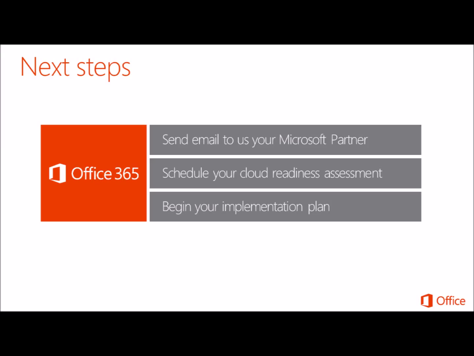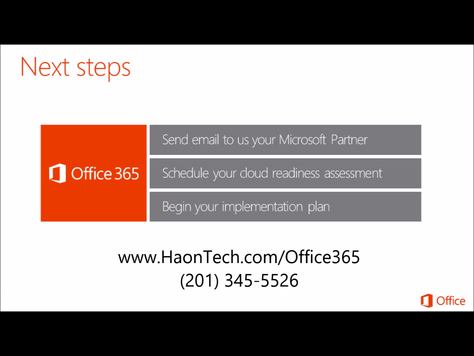Well, the next step is you send an email to us, your Microsoft partner. Raise your hand and send an email and say you're interested, and then you can schedule your cloud readiness assessment. The cloud readiness assessment is where we come in and we assess your network. We let you know what you need to do in order to migrate to Office 365. I have another slide where I'm going to explain a little bit more, and then you begin the implementation.